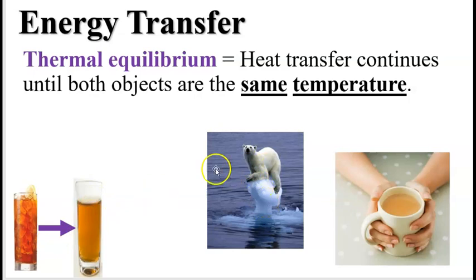This poor polar bear is eventually going to reach the same temperature as that iceberg he's desperately holding on to. And this is why your coffee or tea in the morning will cool off, because they reach thermal equilibrium.